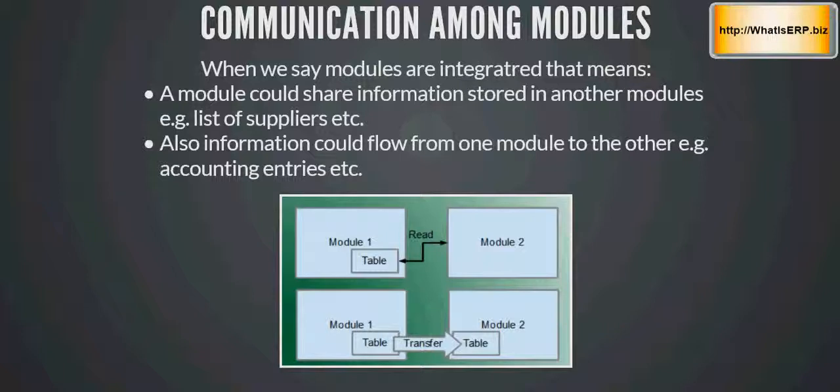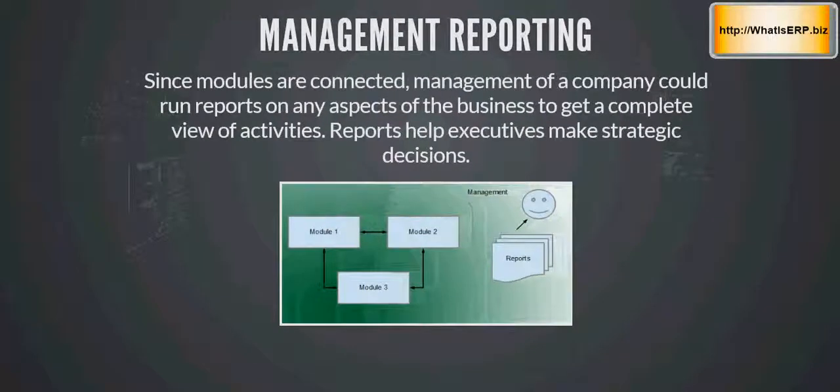Let's say one module is storing data about a certain entity, let's say employees, and another module wants to refer to employees as well. So module 2 is not going to maintain its own copy of the employees table. It's simply going to share information with module 1. That prevents duplication of data. And also information does flow from one module to the other. The best example is the accounting entries that are created by different modules and copied over to the general ledger module. So we understand that ERP modules are connected to each other.